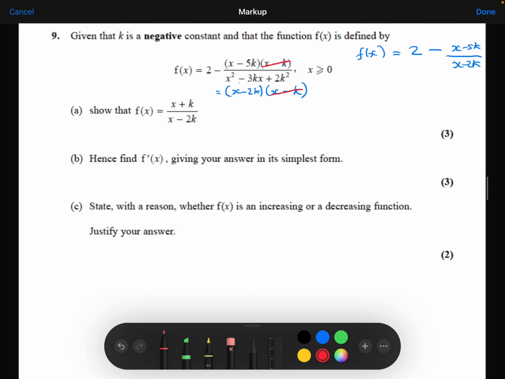Now I'm going to get a common denominator. So this 2, if I write this as 2 over x minus 2k, I need to write an x minus 2k on the numerator as well. Now they have a common denominator of x minus 2k. On the numerator, I've got 2 lots of x minus 2k minus the x minus 5k.